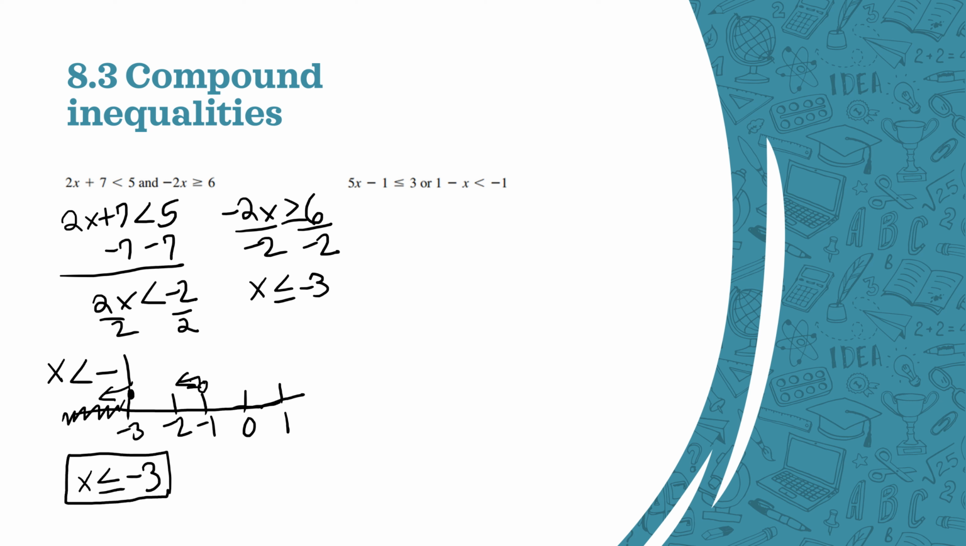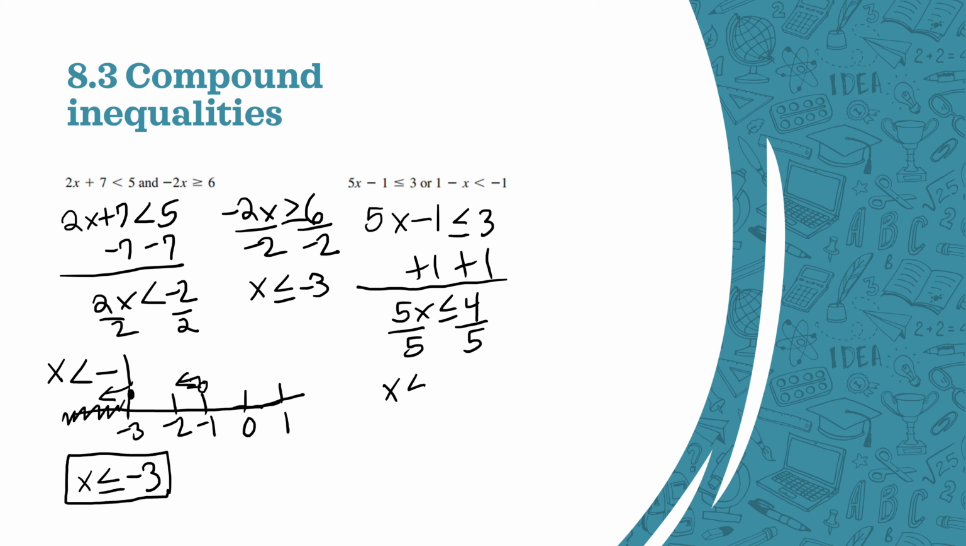Now here I have an "or" statement. Same thing as the other one, except now since it's "or", it only has to satisfy one equation or the other. Meaning that when you pick an x value, it only has to satisfy one of the equations, not both. So I have 5x minus 1 less than or equal to 3. I add 1 to both sides. 5x is less than or equal to 4. Divide by 5 on both sides. x is less than or equal to 4/5.